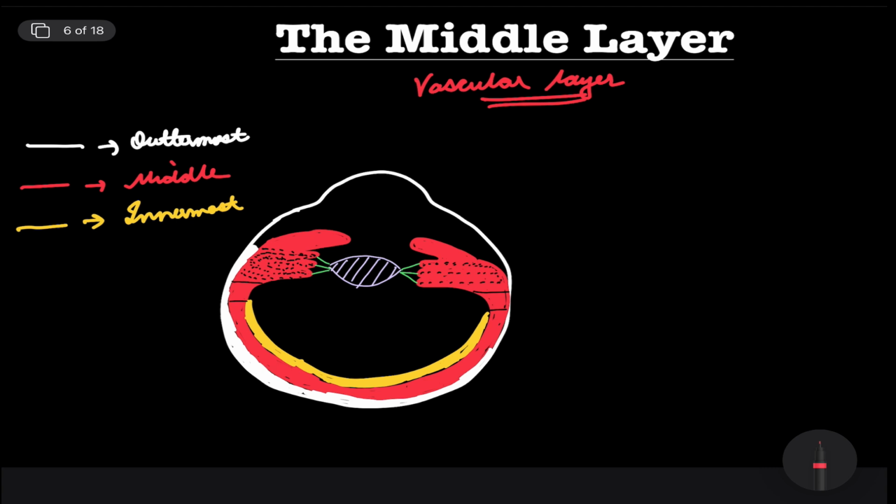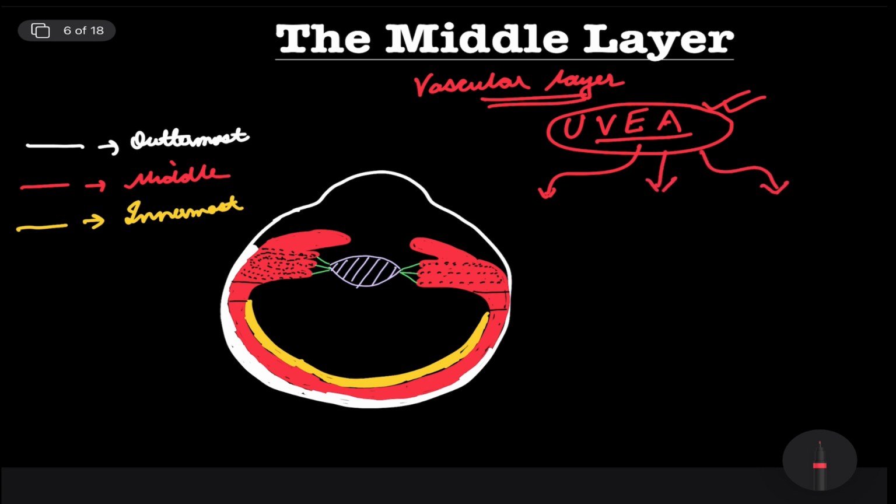Now, this middle layer, which is the vascular layer, also has another name, and that is the more important name that you should remember. It is known as uvea. Okay, uvea. The outermost layer as a whole did not have a name, but the middle layer as a whole has a name, which is uvea. Uvea has 3 parts. Again, just like the outermost layer having 3 parts, the middle layer also has 3 parts.